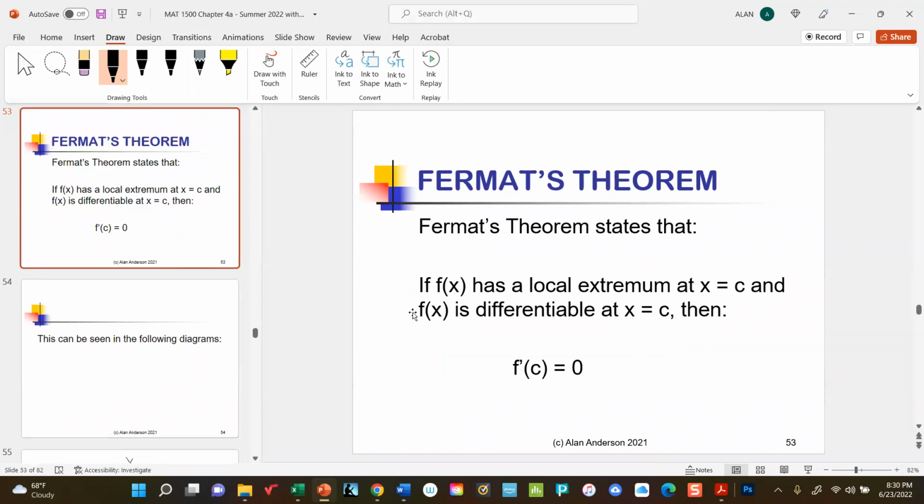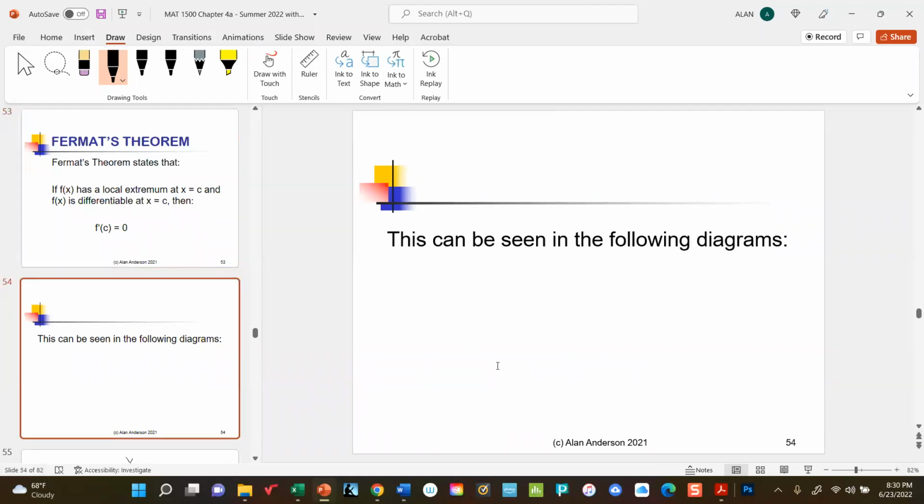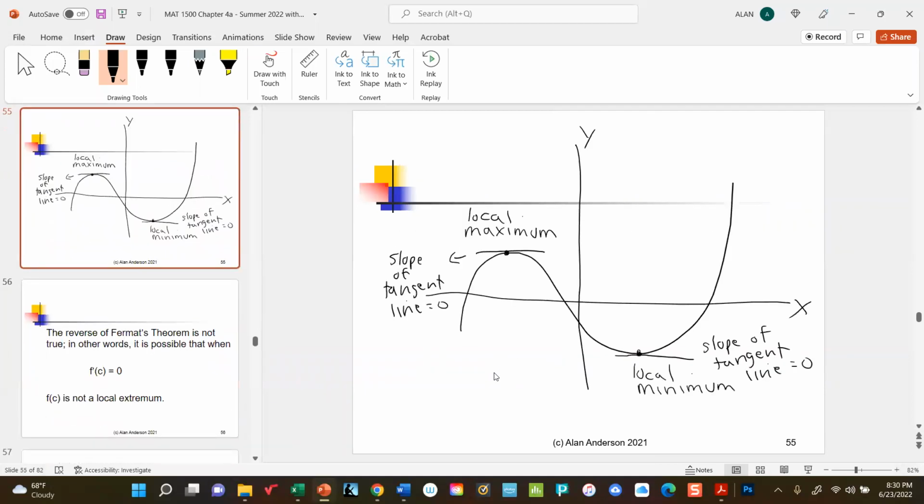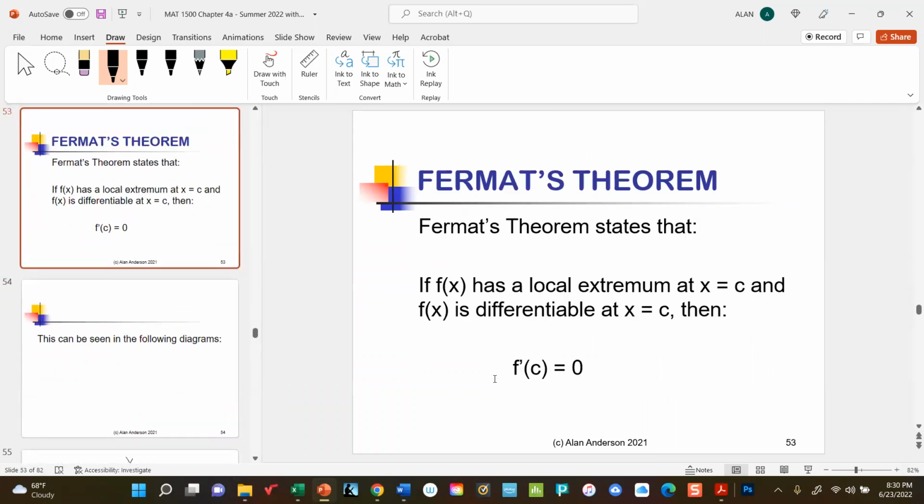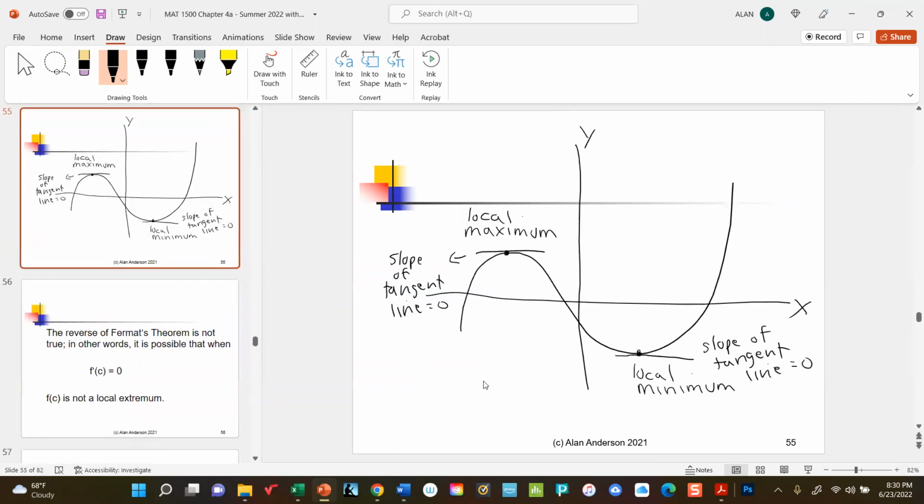All he's saying is that if a function has a local extremum at x equals c, and if it is differentiable at c, then its derivative must be 0. Okay, so as long as we see that this is an extremum, and of course it's differentiable at that point, then it must have a slope of 0. Or in other words, this tangent line is flat.